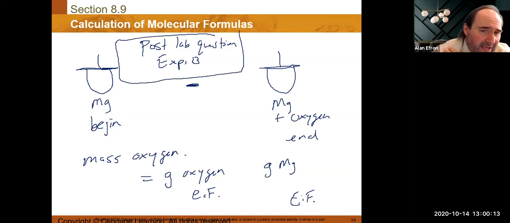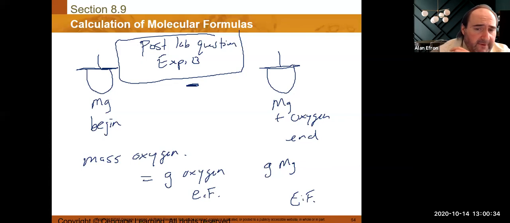It's going to ask you to calculate some empirical formulas and, I think, some molecular formulas, so that'll be some good practice. The reason I just explained to you what was going on in the experiment is that a couple of those post-lab questions are basically similar to what goes on in this experiment.